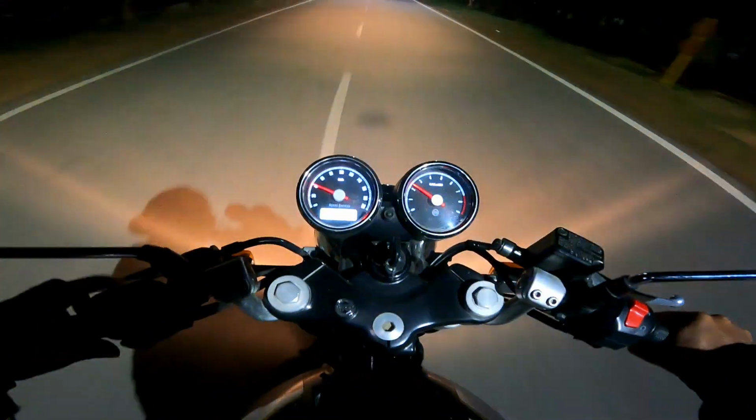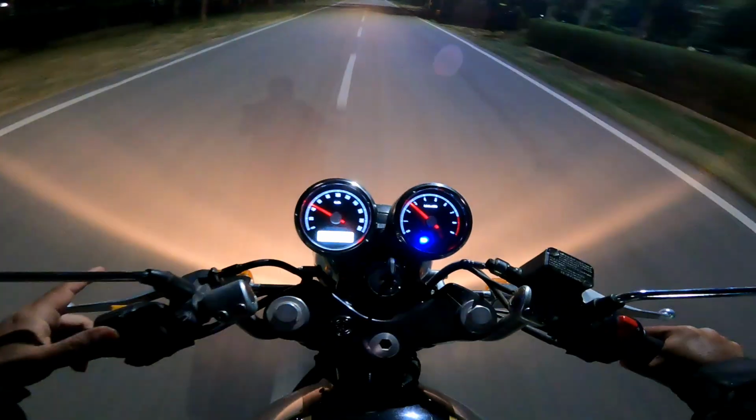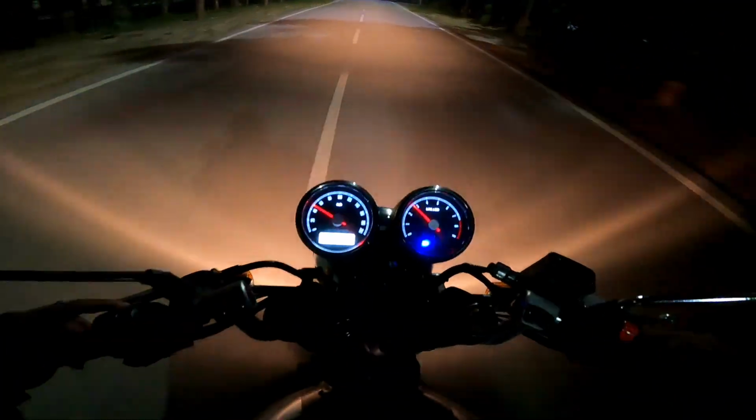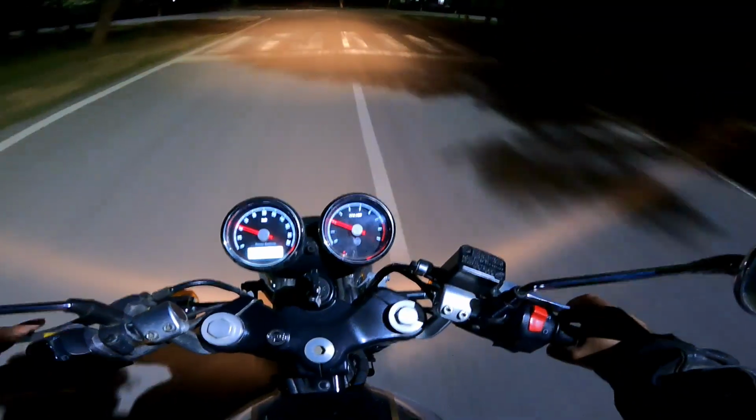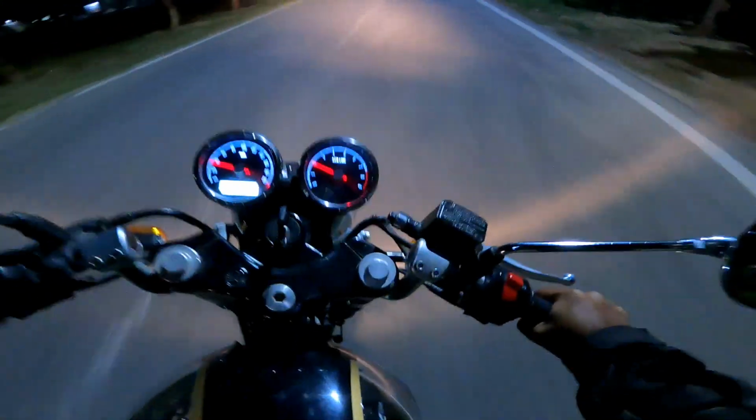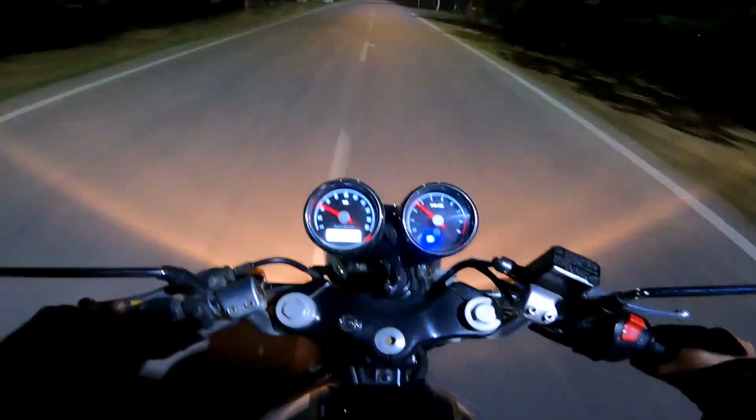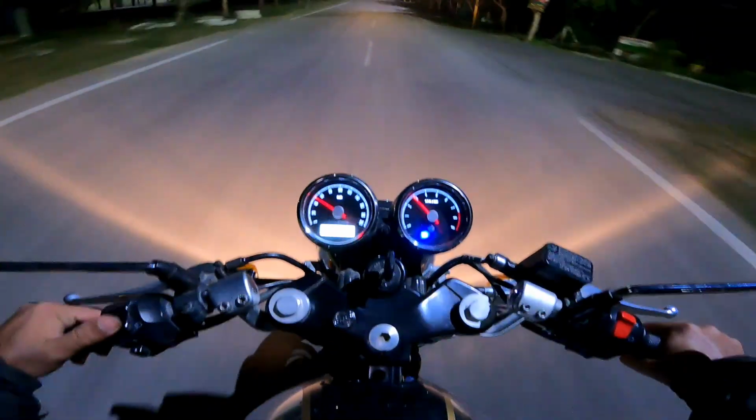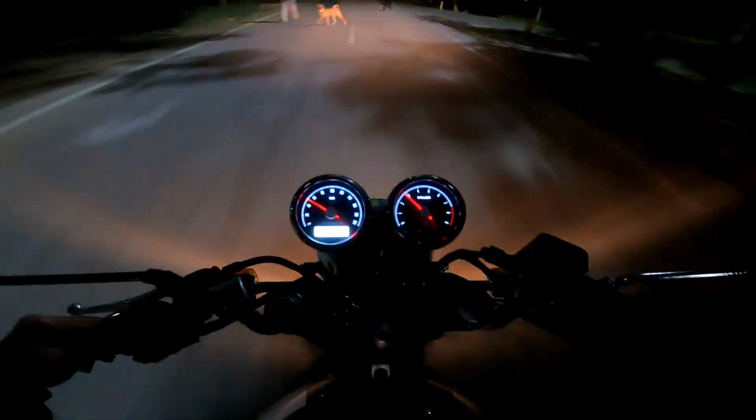Flash, flash, high beam, low beam, high beam, low beam, flash. Flash, flash, high beam, low beam, high beam, low beam, high beam.